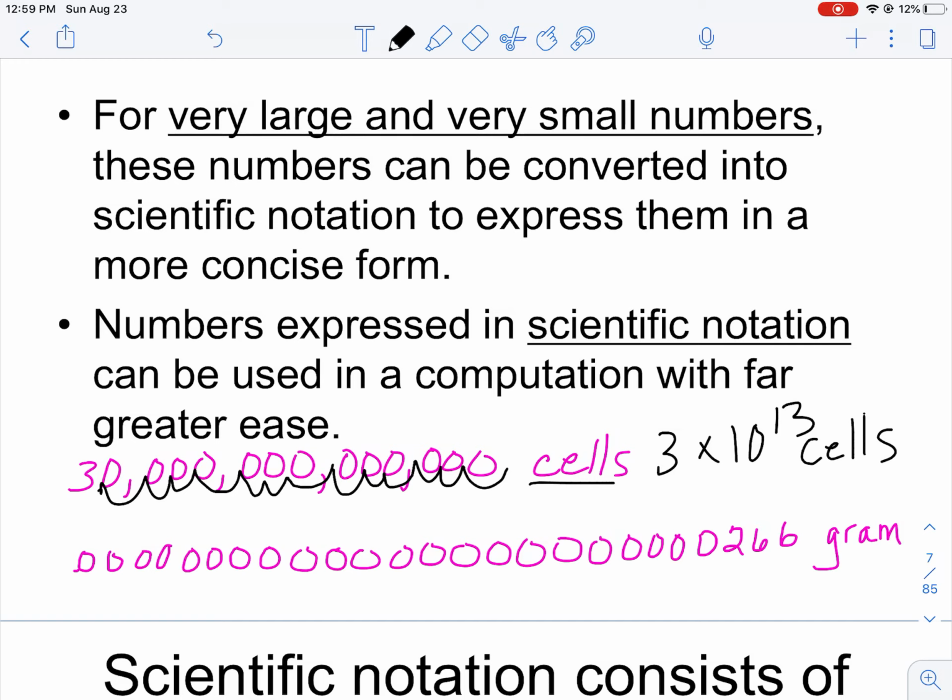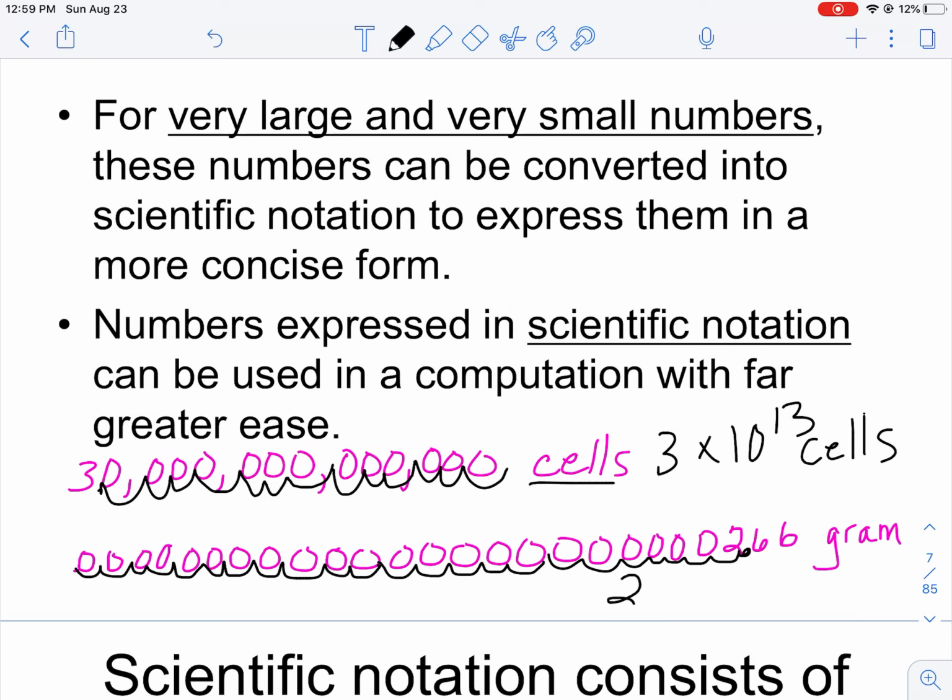Okay, here is a super small number. This is actually the mass of 1 oxygen molecule. So super, super small numbers, and this is what we're dealing with in chemistry. So 1, 2, 3, 4, 5, 6, 7, 8, 9, 10, 11, 12, 13, 14, 15, 16, 17, 18, 19, 20, 21, 22, 23. That would be a nightmare to plug into your calculator.